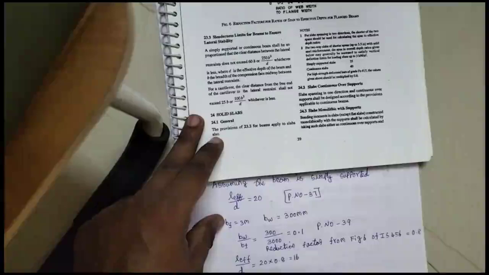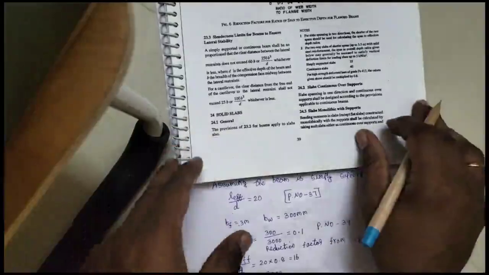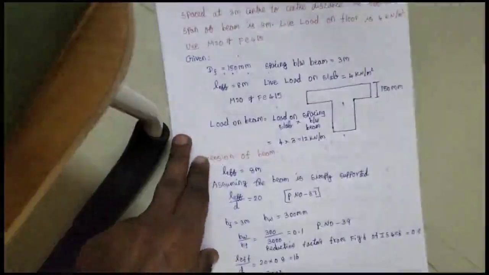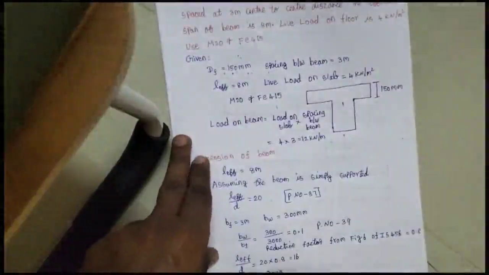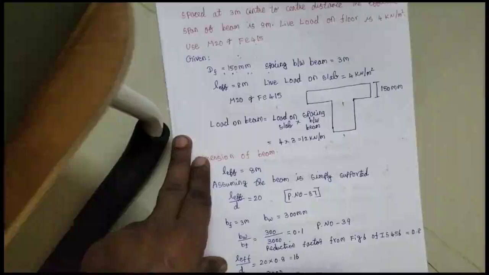So I need to calculate the value of D. If you calculate the value of D, we will get it as 8000, because L effective which was given in our problem is 8 meter. So 8000 divided by 16, the depth of the beam will be 500 mm. So here the value will be 500 mm. I am going to consider a cover of 25 mm, so I am going to have the overall depth D as 525 mm.